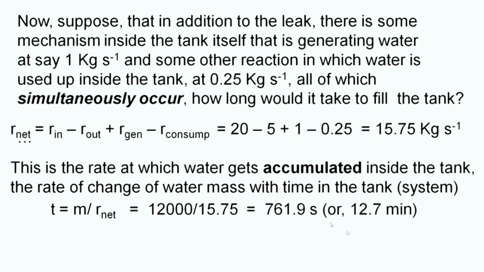Now, I gave you this background to our equation: rate of input minus rate of output plus rate of generation minus rate of consumption equals the rate of accumulation, and the rate of accumulation we write as a derivative, so that the form is easy to directly use.